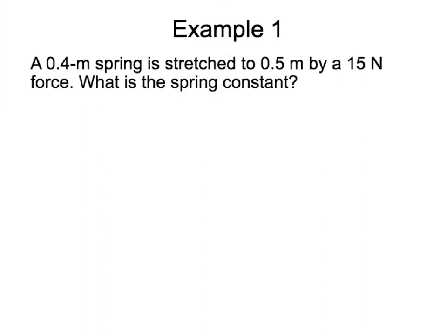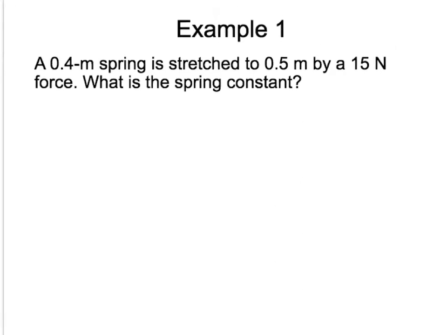So our first example: a 0.4 meter spring is stretched to 0.5 meters by a 15 Newton force. What is the spring constant? Let's go ahead and list our givens. Delta X: it's a 0.4 meter spring stretched to 0.5, so its displacement is 0.5 minus 0.4, so we get 0.1. By a 15 Newton force, so our spring force is equal to 15 newtons.